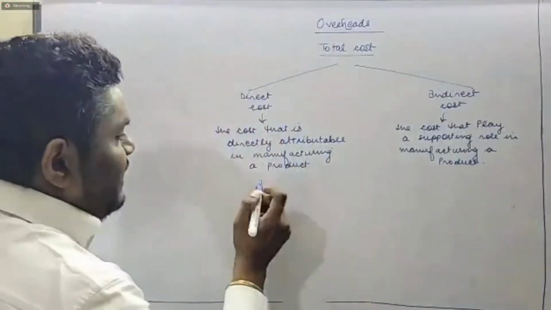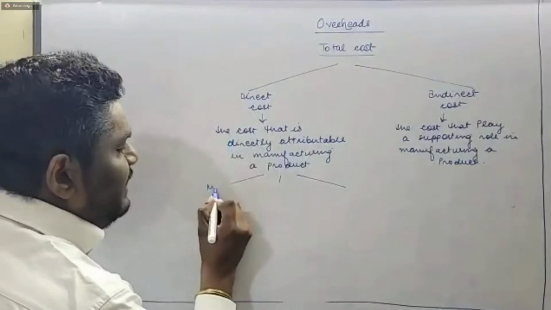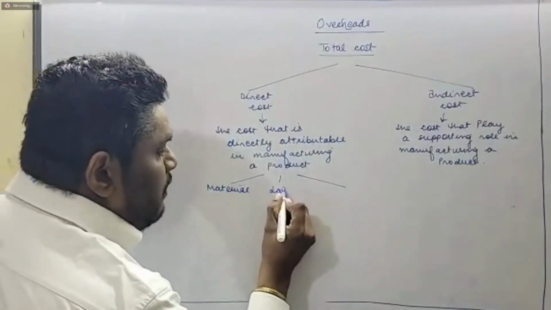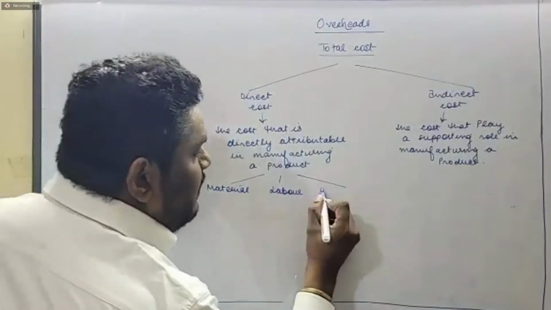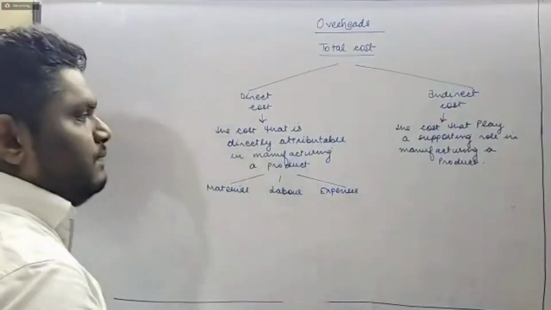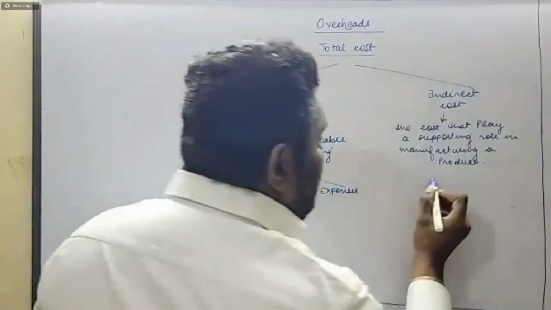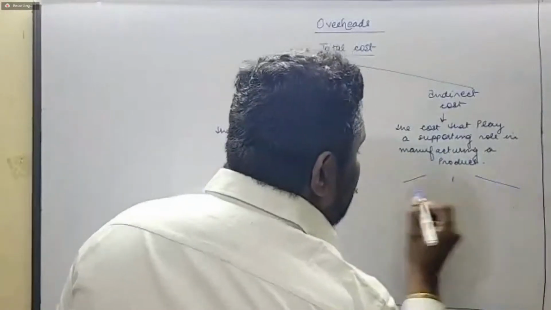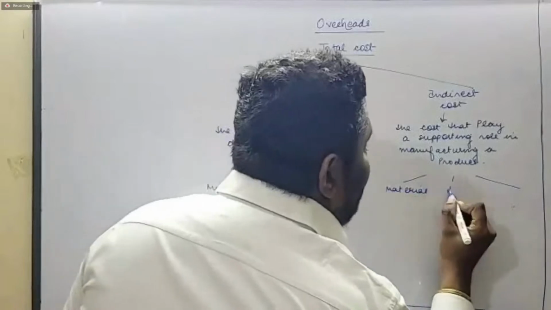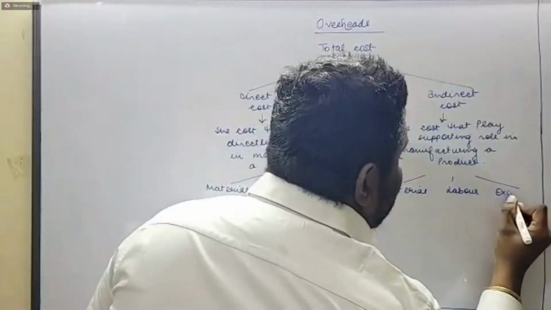Further, direct cost can be of three types, that is direct material, direct labor, and all the other direct expenses. Further, again, indirect cost can also be indirect material, indirect labor, indirect expenses.